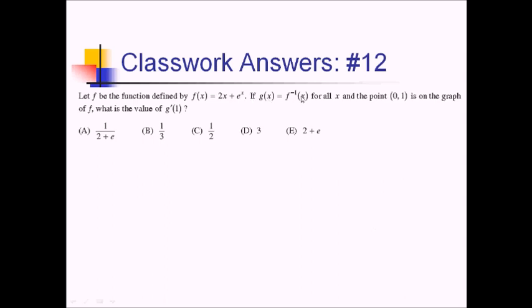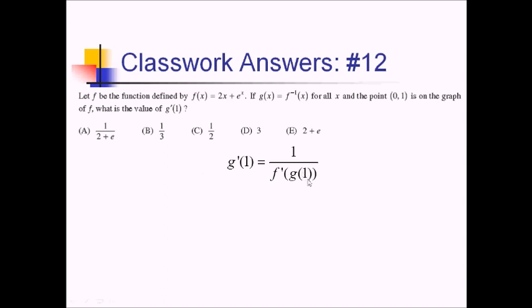On this problem, f is defined as 2x plus e to the x, and g is the inverse of f, and we have the point 0, 1 is on the graph of f. Based off all this, we want the value of g prime of 1. Since we're taking the derivative of an inverse, we need the inverse derivative formula, which in this case is going to be 1 over f prime of g of 1.